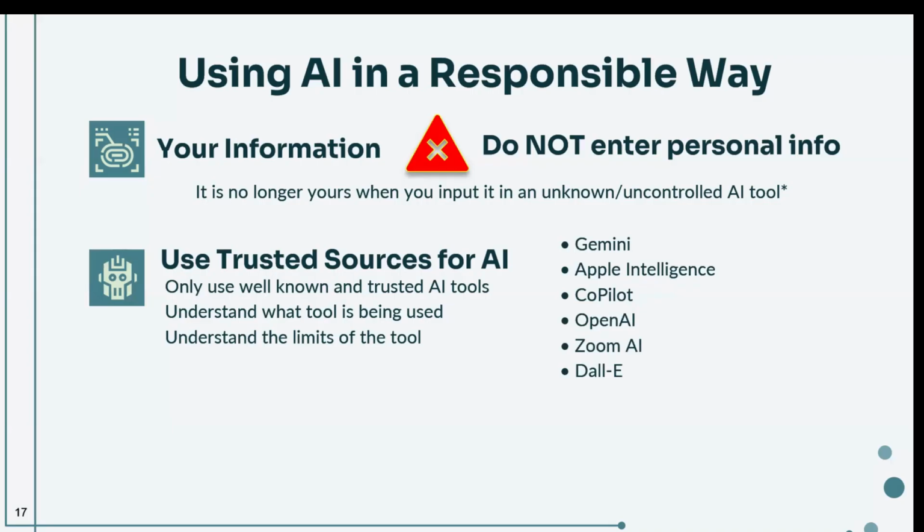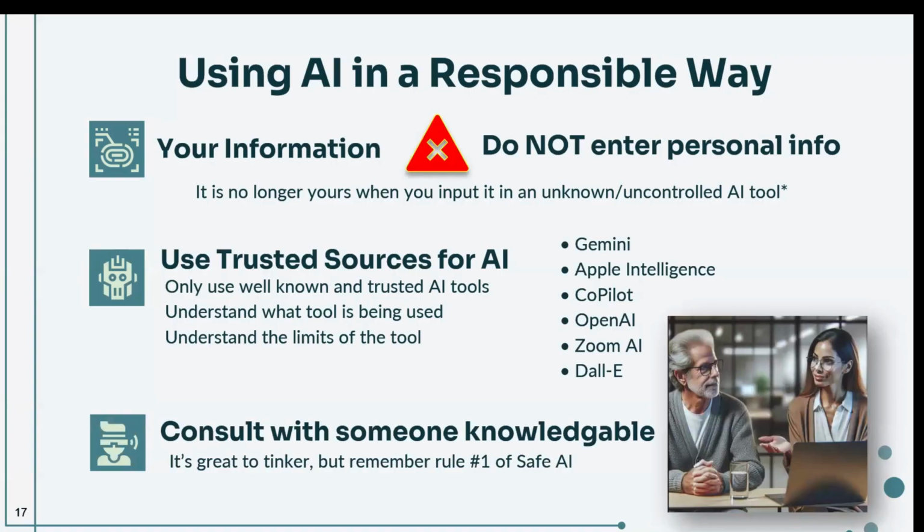All right, so here we go. Trusted sources: Gemini, Apple Intelligence, Copilot, OpenAI, Zoom AI, and DALL-E. Those are just 6 quick trusted, and I use trusted in air quotes, simply because they've been vetted. They're the big guns in the AI world, and they are under massive scrutiny to make sure that their AI tools are safe and controlled. And again, bottom line is consult with someone knowledgeable. It's great to tinker, but remember, rule number 1 of safe AI is be mindful of your data. Don't give your information away accidentally. So have that person that you can chat to.